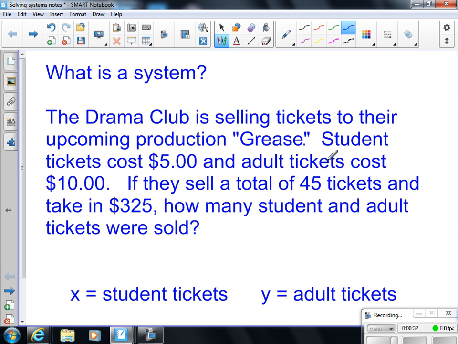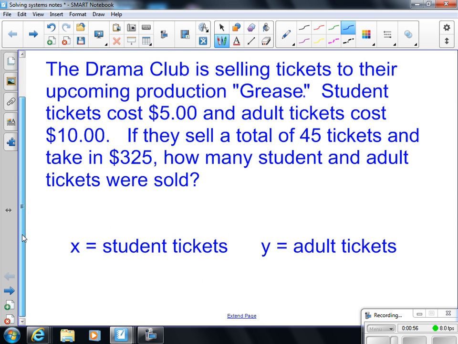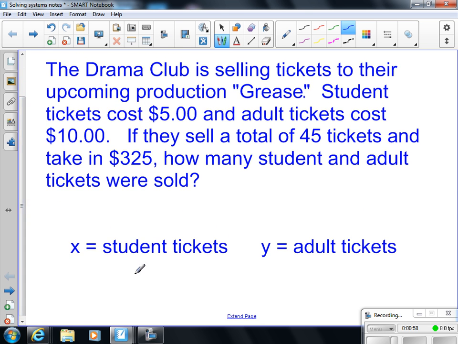Now, what do you notice right off the bat about this problem? How many unknowns do you have? You have two unknowns. You don't know how many student tickets you sold or how many adult tickets you sold. Do you think you might have a couple of possibilities? You might possibly have a couple of possibilities. So when you see that you have two unknowns, what else do you notice in this problem?